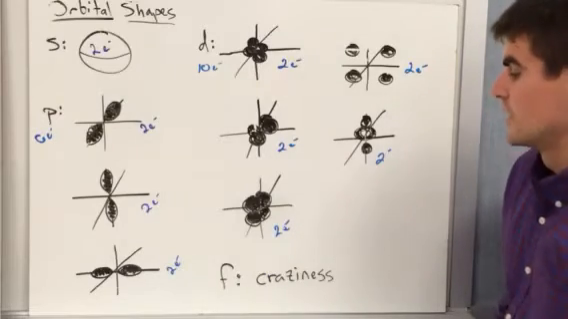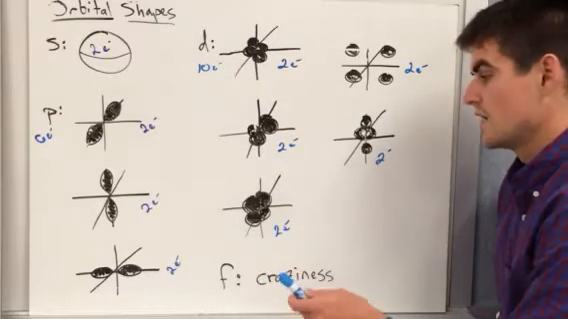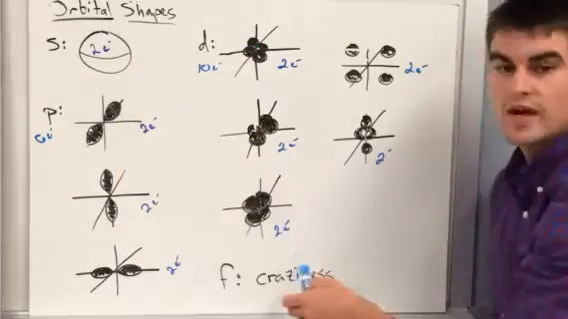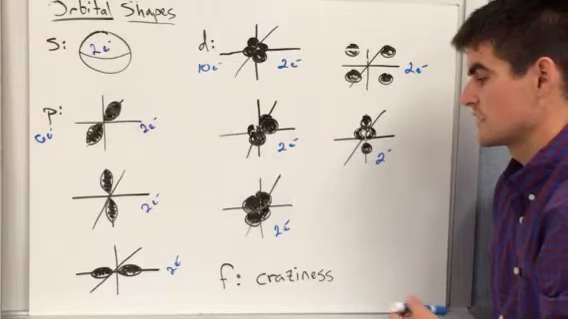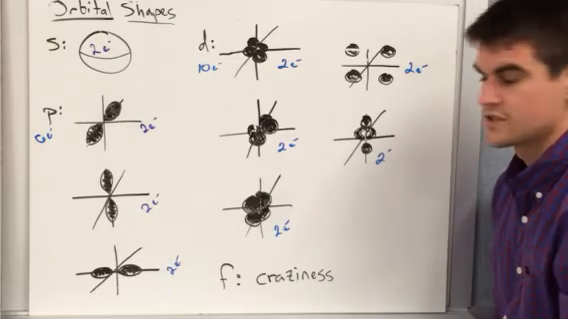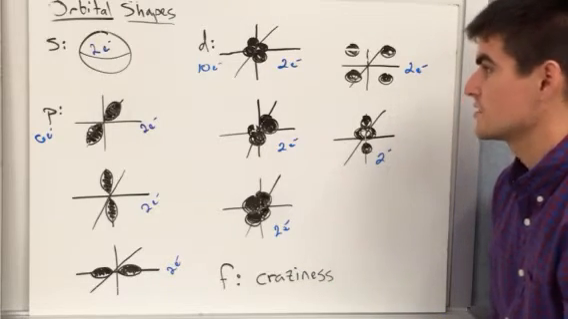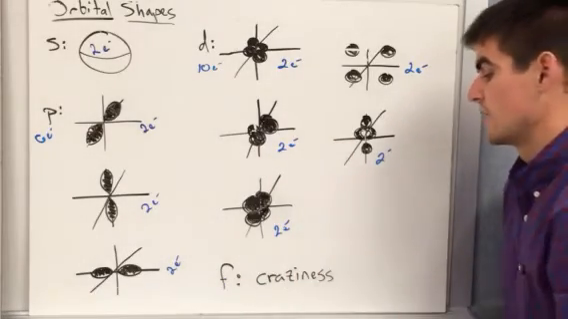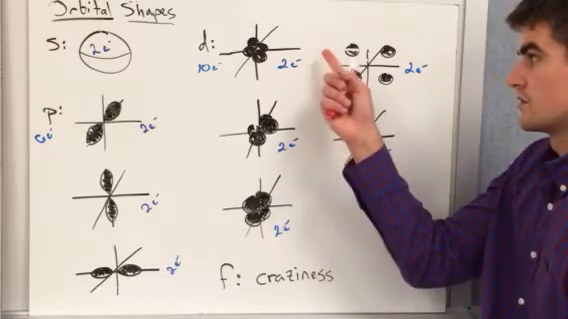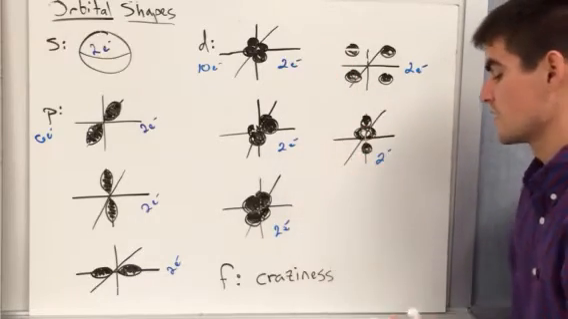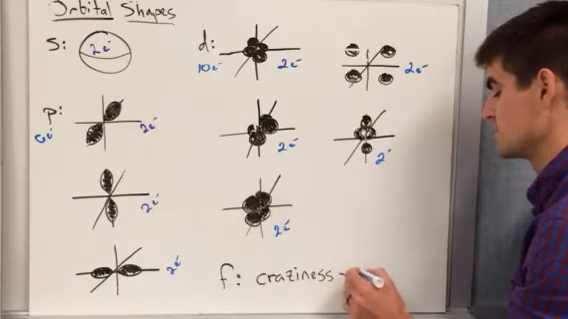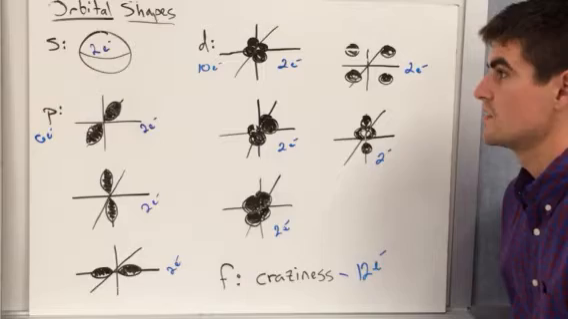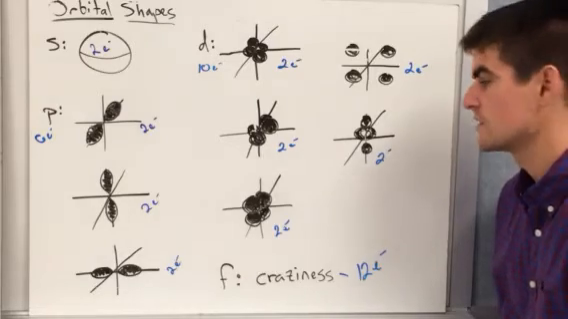The last one, the f orbitals, you don't need to know what these look like. You can see how it gets more and more complex as we go through. The f orbitals are just complete craziness. What you need to know though is that there's 7 of them. So if there are 7 different orbitals or suborbitals like you see here, that the f can hold up to 14 electrons. And that's kind of how we view the atom today.